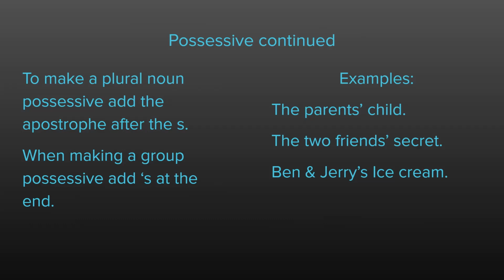And then Ben and Jerry's ice cream. Whose ice cream is it? Ben and Jerry's. And with this one, it's a little bit different than the first two, because in that group there are two nouns, and you always want to add the apostrophe s to the second noun.